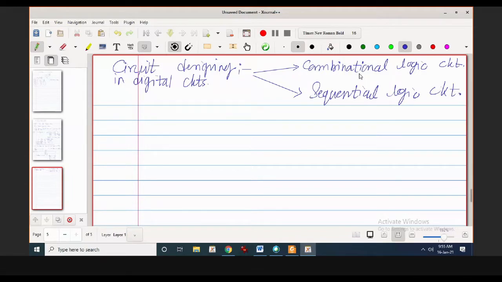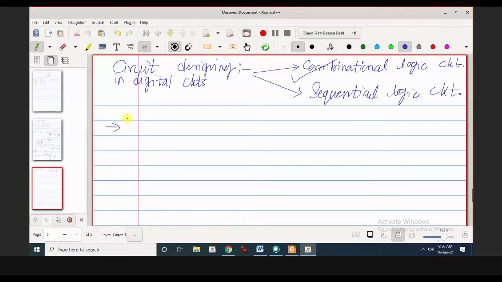In combinational circuits, the output at any given instance depends on the input at that instance only, while in a sequential circuit, the output at any given instance depends upon the present inputs and past outputs. That is the only small difference between combinational and sequential. Combinational circuit designing is comparatively easier than sequential, so we'll start with combinational first.